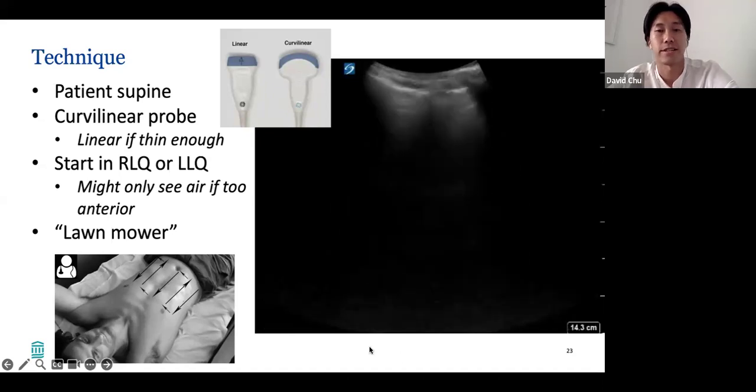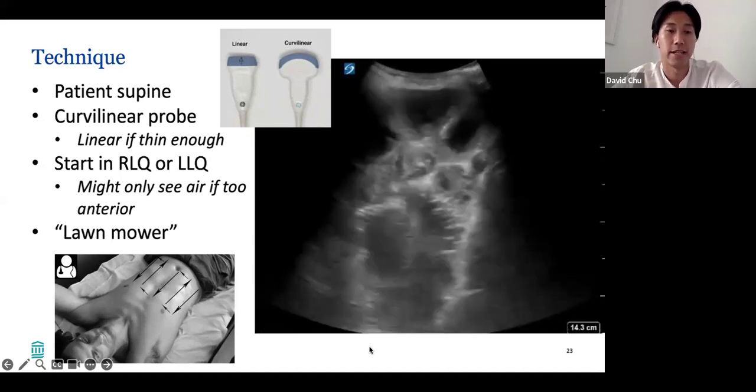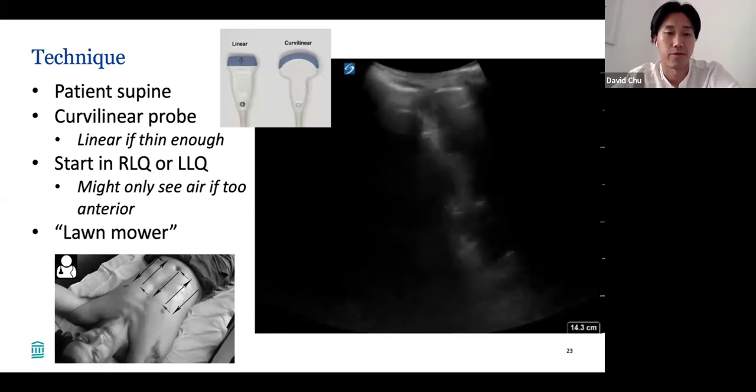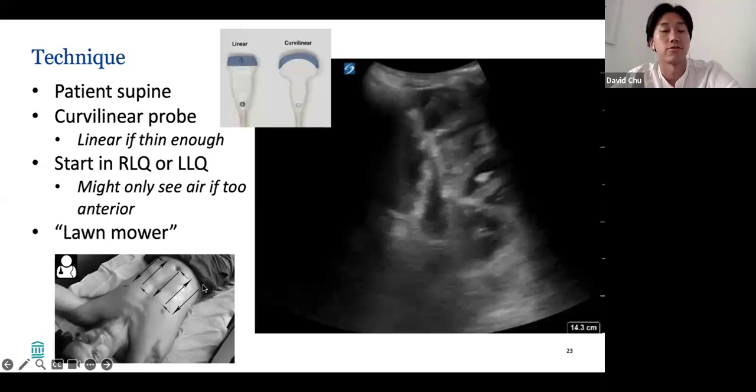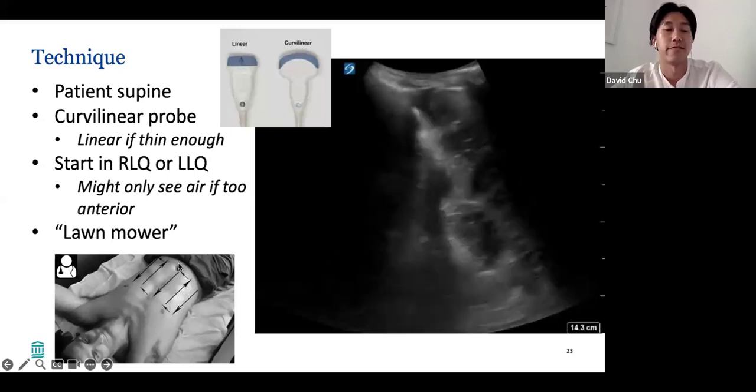So start in the left or right lower quadrants. And again, you just lawnmower the probe, which means you systematically go superior and inferior as you're moving the probe laterally.